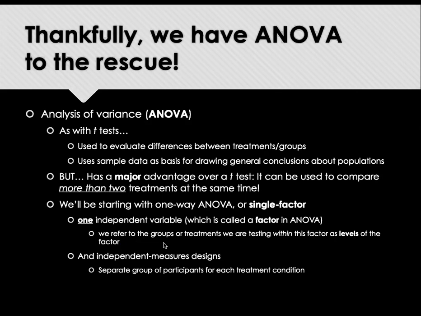So medication would be one level, talk therapy would be a second level, and the combination of both would be a third level. So just to get some terminology here from the get-go. And then the ANOVAs we're going to be talking about in this lecture are also, like I said, independent measures designs. So that means there's a separate group of participants for each treatment condition.